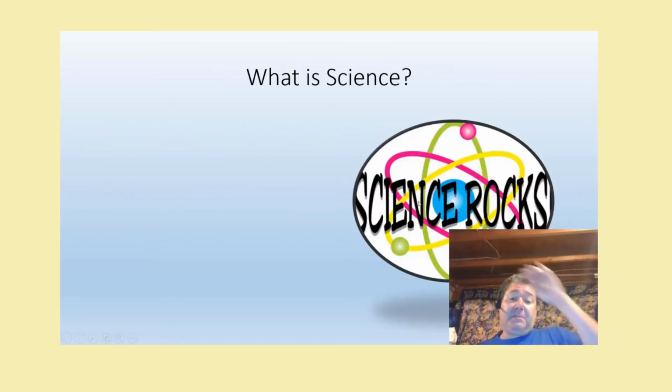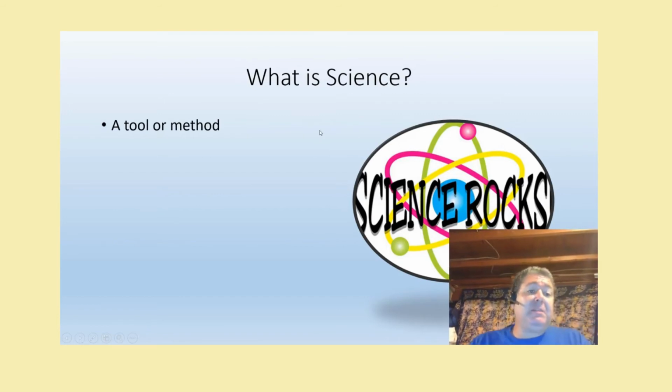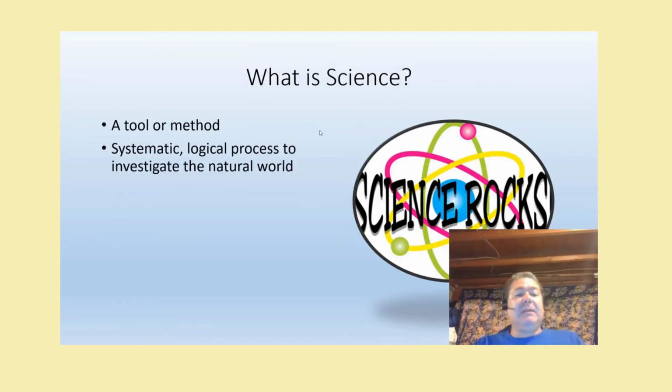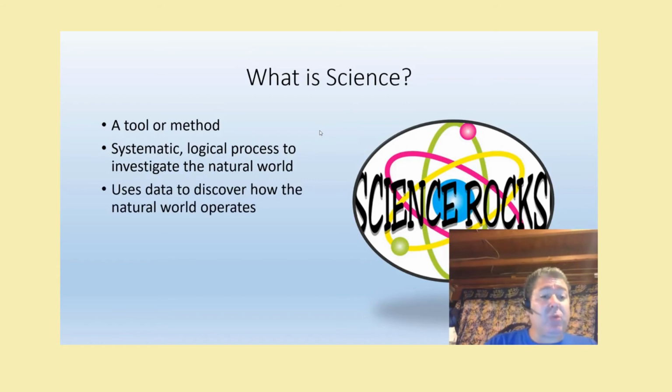So, what is science? Right? When you think of science, what do you think of? Well, I'll tell you what I think of. Science as a tool or a method. A tool or method for what? A tool or method to investigate the natural world. It's a systematic process, a logical process that we use to investigate the natural world around us, right? Science uses data and observations to discover how our natural world operates.